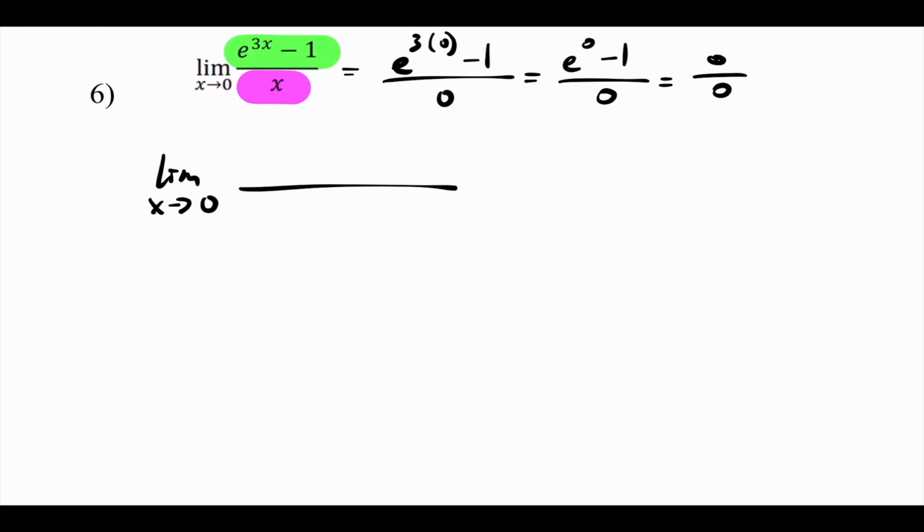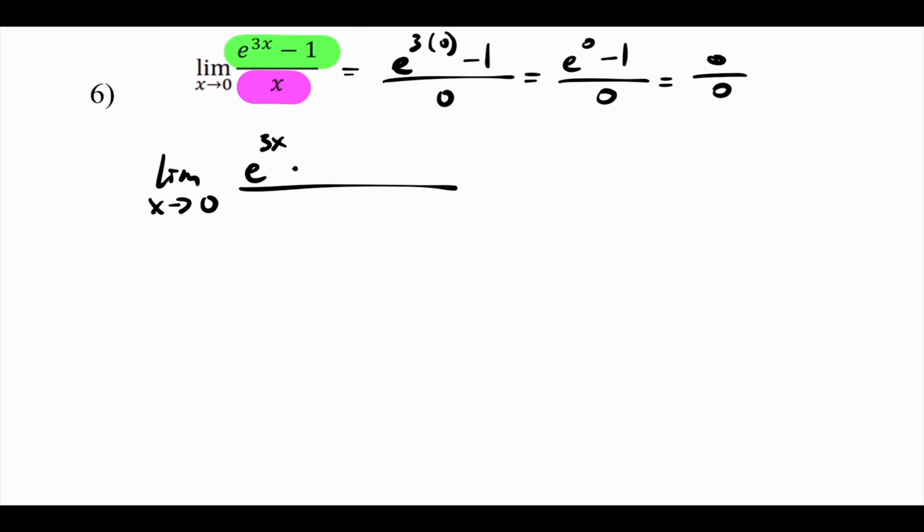e to the 3x. How do I find the derivative of e to the 3x? What's the first thing we always do first? Starts with an R. Repeats itself. Always repeats itself. First thing you do, repeats itself. Okay? Then, what do we do?